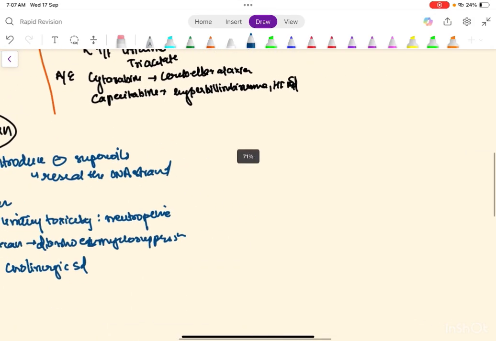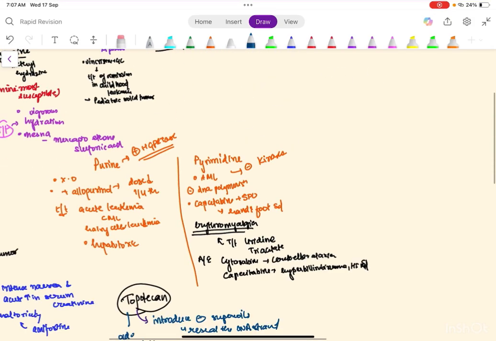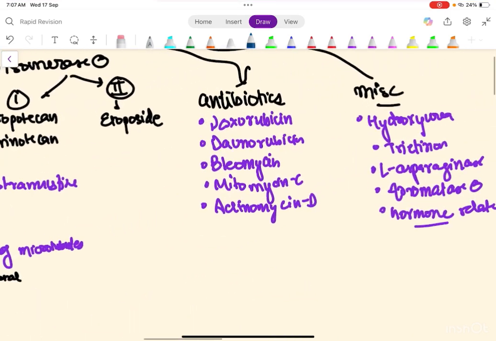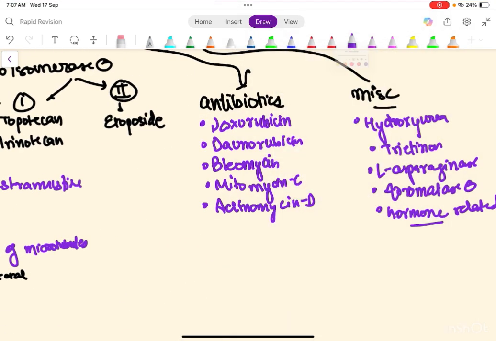Now coming on to etoposide. Now etoposide is basically used for, if I have space I'll write it there. Yeah, so etoposide is basically used for acute non-lymphocytic leukemia. In high doses it is hepatotoxic.